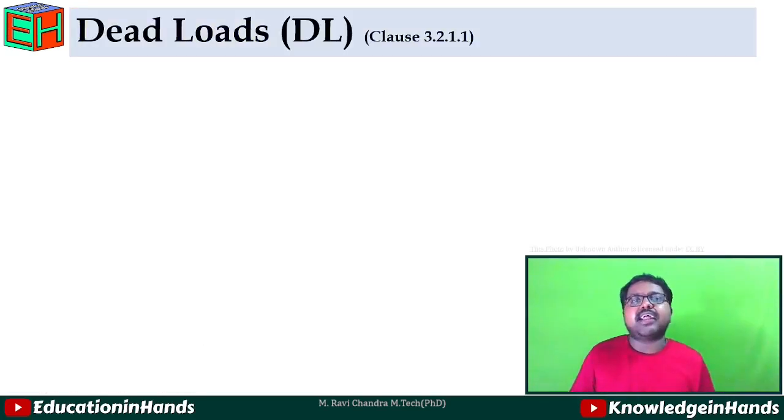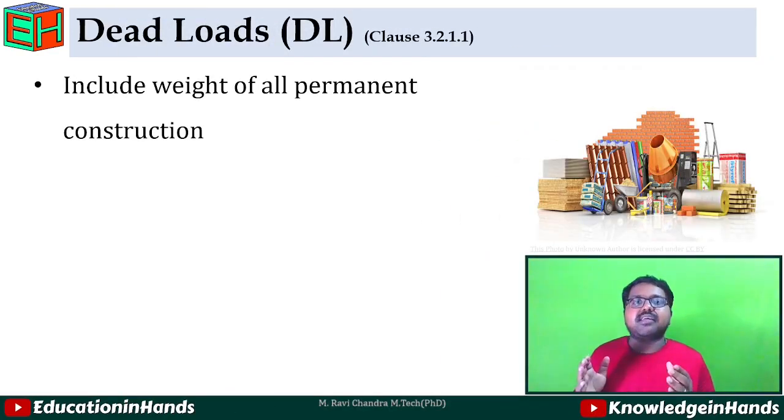First one is dead loads. As per clause 3.2.1.1 in IS 800 2007, dead loads are the weight of all permanent construction associated with a structure. If we construct a building, the bricks used for walls, the windows, doors, slabs, roofs, everything which is permanent in construction, the weight of those permanent construction materials is considered as dead loads.